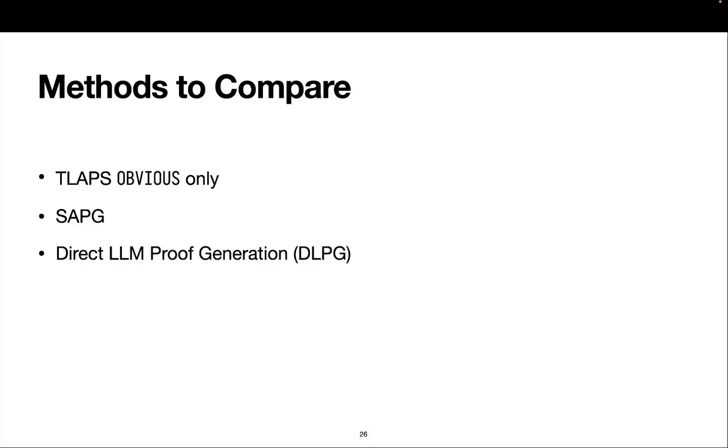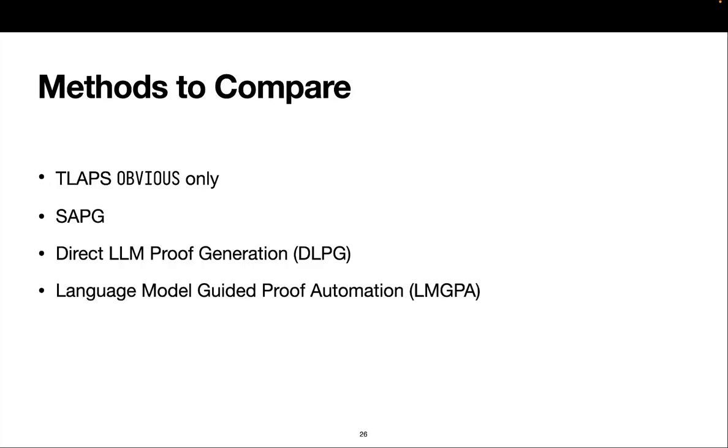As a reminder, this method iteratively asks the LLM to generate complete proofs based on the feedback from TLAPS. And the last one is LLM-GPA, our full system of LLM-guided proof automation. Now, both DLPG and LLM-GPA rely on LLMs, so the choice of language models matters as well here.